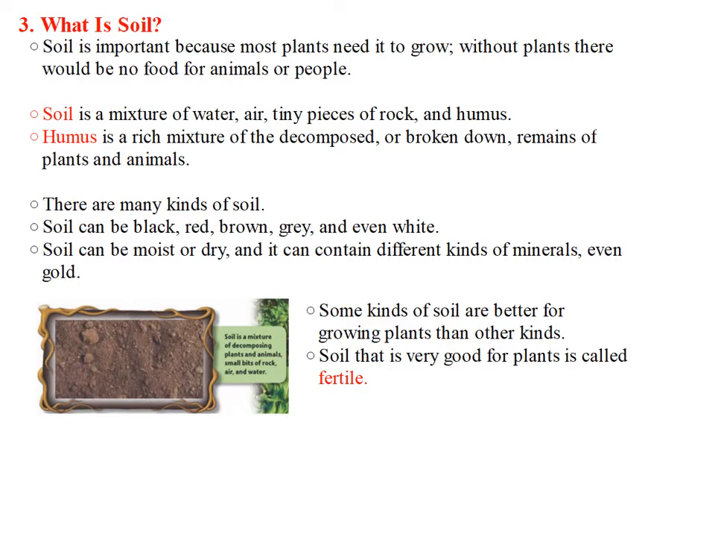We have to know that there are many kinds of soil. Soil can be black, red, brown, gray, and even white. And soil can be moist or dry, and it can contain different kinds of minerals, even gold. So if we look at the picture, we can see that soil is a mixture of decomposing plants and animals, small bits of rock, air, and water. Some kinds of soil are better for growing plants than other kinds. Soil that is very good for plants is called fertile.